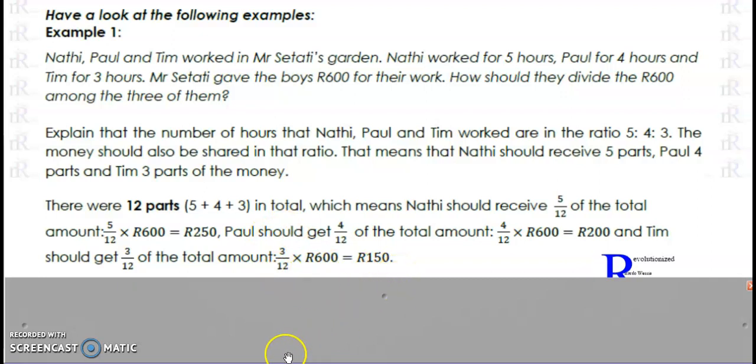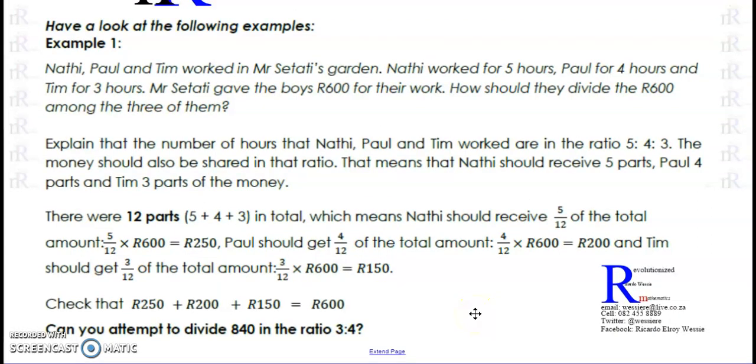So let's see. If we speak in terms of ratio, then Nati to Paul to Tim worked in the ratio 5:4:3. In total there's 12 parts. So 5 parts of 12, 4 parts of 12, 3 parts of 12.